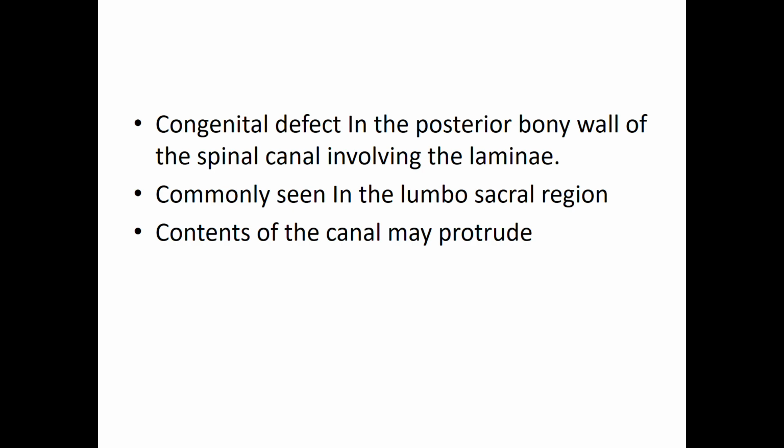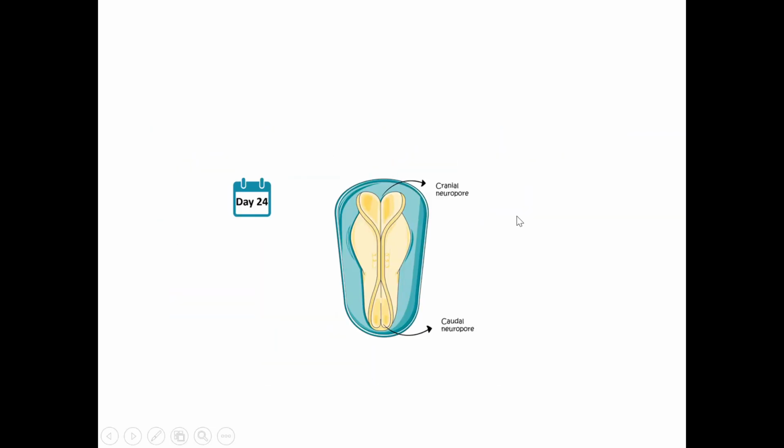Now, why is it seen in the lumbosacral region? As we saw here, the folding starts taking place in the thoracic region first. You can approximately say that this is the thoracic region, and this folding goes upwards and downwards. Usually, if there's any defect, it takes place towards the end of this process, and that's why either the lower end or the upper end is usually involved. The lower end corresponds to the lumbosacral region.